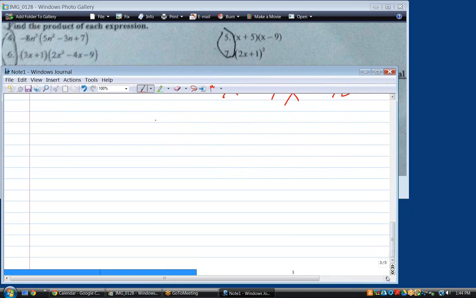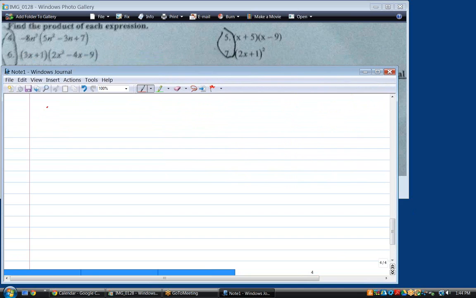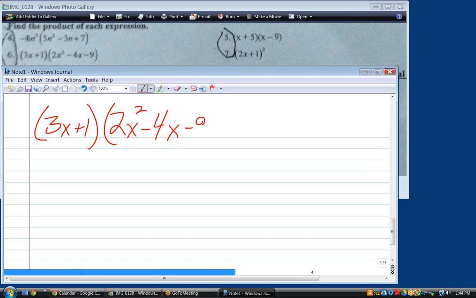All right, now, this is the reason they don't teach FOIL anymore. Because FOIL, first, outside, inside, last, does not work when you have a binomial times a trinomial. But ET times ET does. Every term by every term. So what's this result?